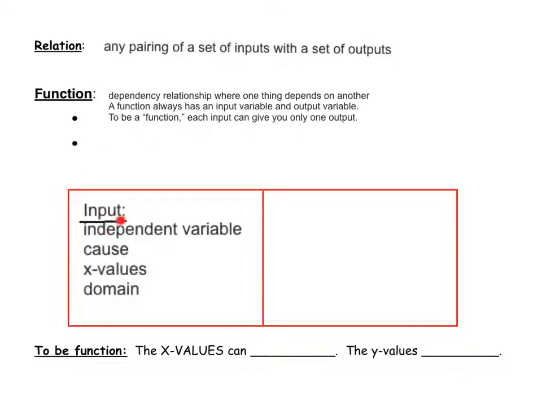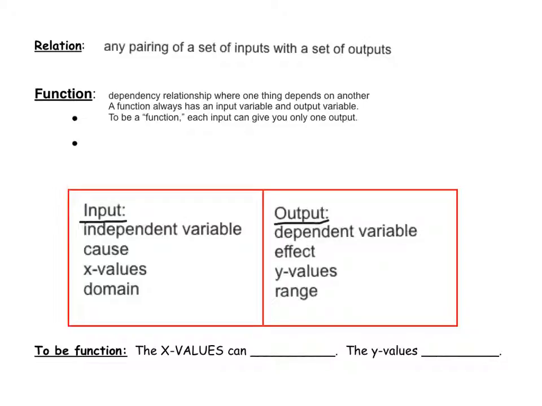All right, let's also review that the input is your independent variable, and it is the cause, it is your x values, and it is the domain. And your output values are your dependent variable, it's the effect, and the y values, and it's also called the range. So make sure you understand and know these.